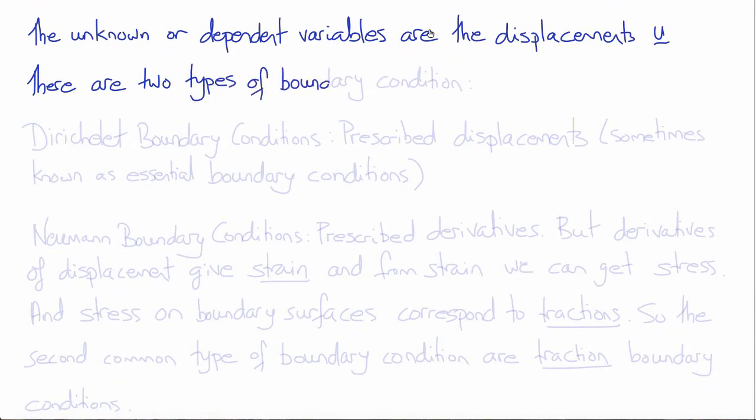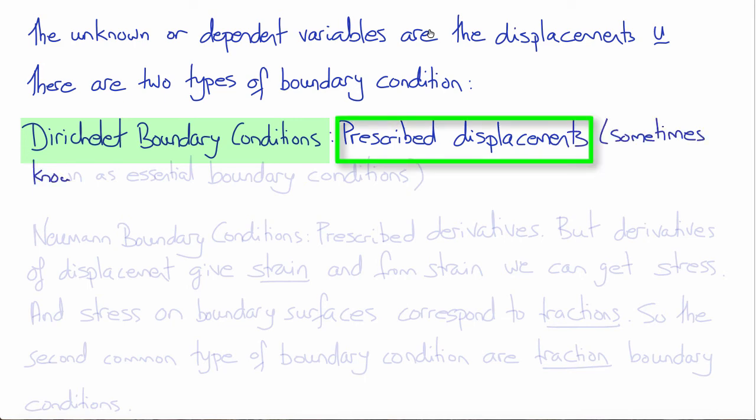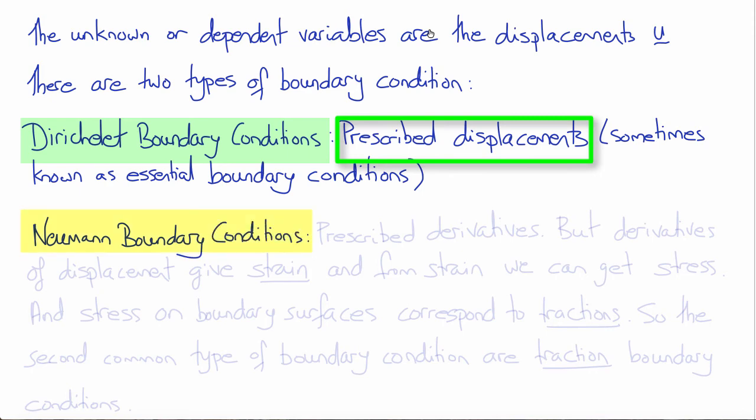Now we have to consider the boundary conditions. There are two types of boundary condition for this second order problem. The first we would call, from applied mathematics, the Dirichlet boundary conditions. These are boundary conditions on the values of u, i.e. they are the prescribed displacements. These are sometimes called the essential boundary conditions because it's essential that we constrain or prescribe at least enough displacements to prevent a rigid body motion, since they are essentially just a constant of integration in this problem. Otherwise, without displacement boundary conditions, we can't get a solution to within an arbitrary rigid body motion.